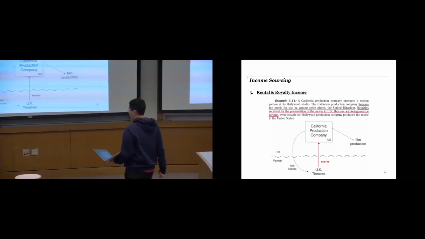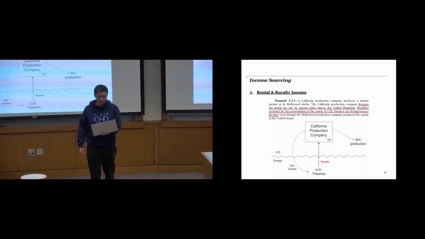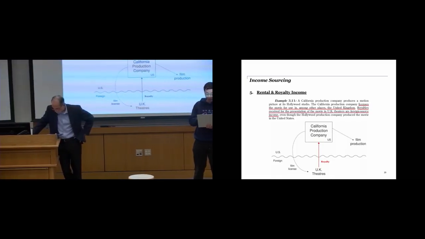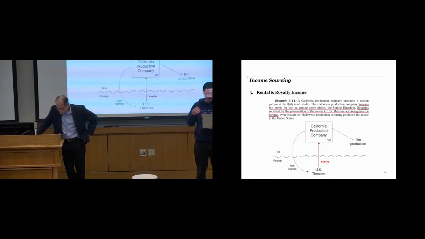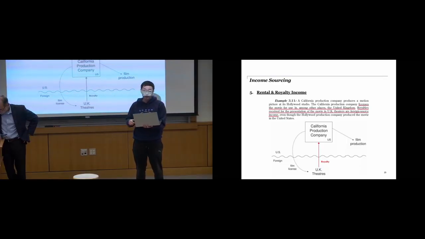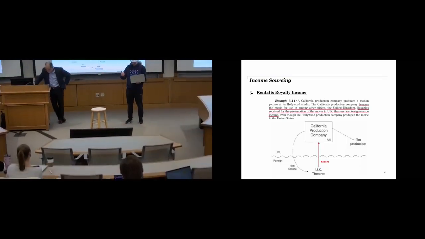Okay, so in this scenario, we have a California production company that produces a motion picture and then licenses that movie to use in the United Kingdom, and then also earns royalty from the presentation of the movie. So obviously we ask what type of income is this? It's a royalty type of income, obviously.